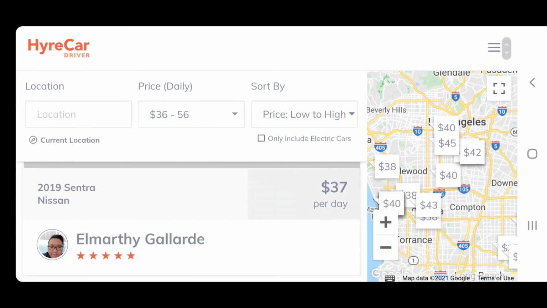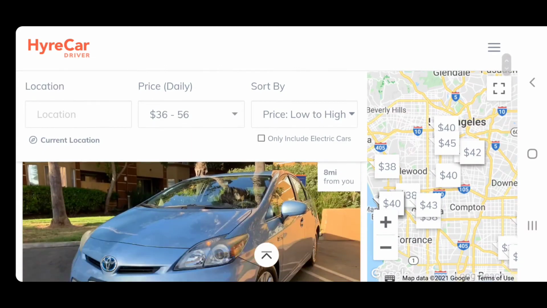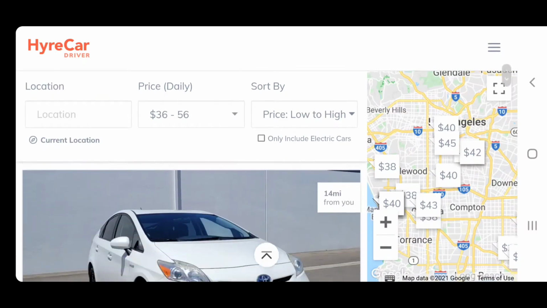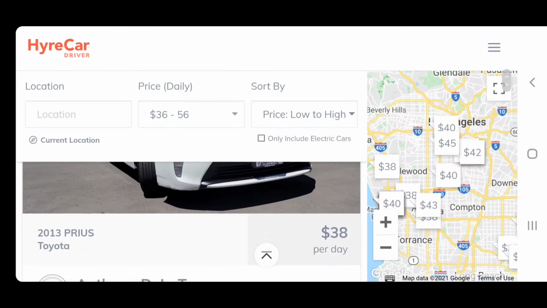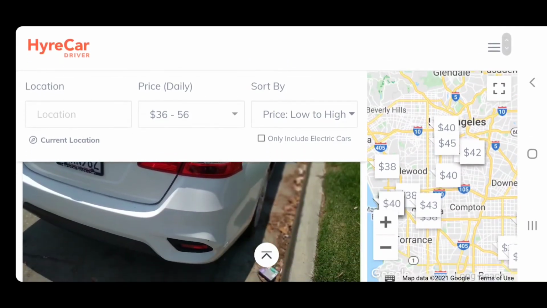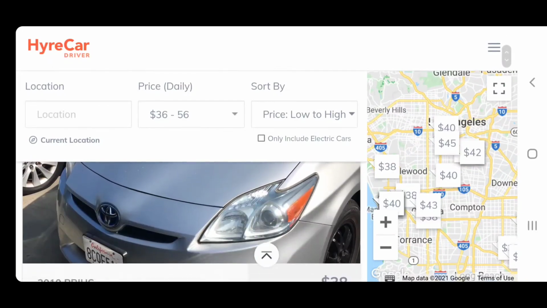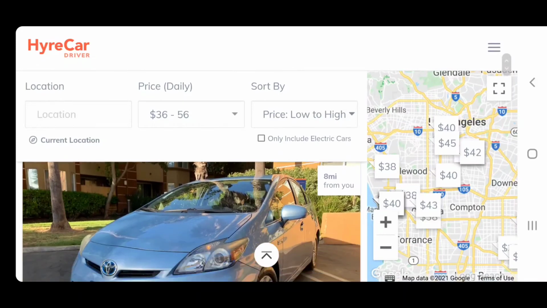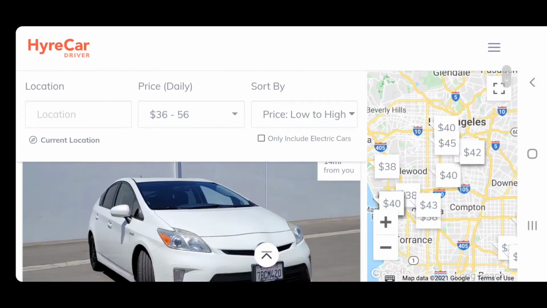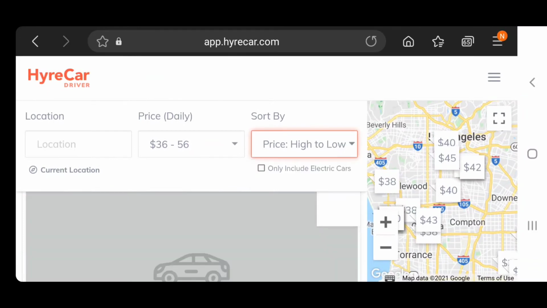2019 Sentra is $37, $38, 2010, okay. And all these people are marketing, so you can even check them out if you guys want to rent from them, if you guys are HyreCar customers or renters, or if you guys are also HyreCar hosts or owners, you can maybe check these people out too. And you can rent a car from them, you know, put some money in their pocket. They look like they're doing a good job. So let's go high to low.